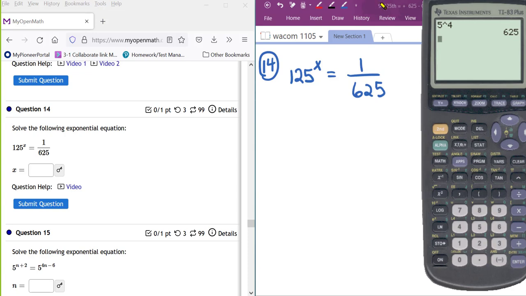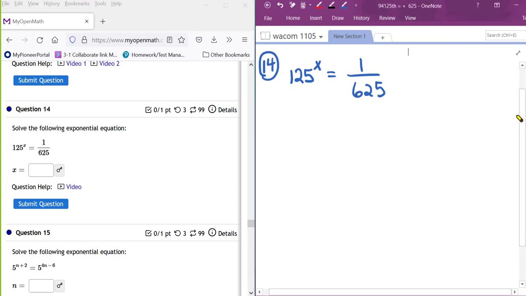Okay, so we're good there, except it's in the denominator. So that would just make us have a negative exponent. So 5 to the -4 is going to be 1 over 625, because that would be 1 over 5 to the +4, which is the 625.